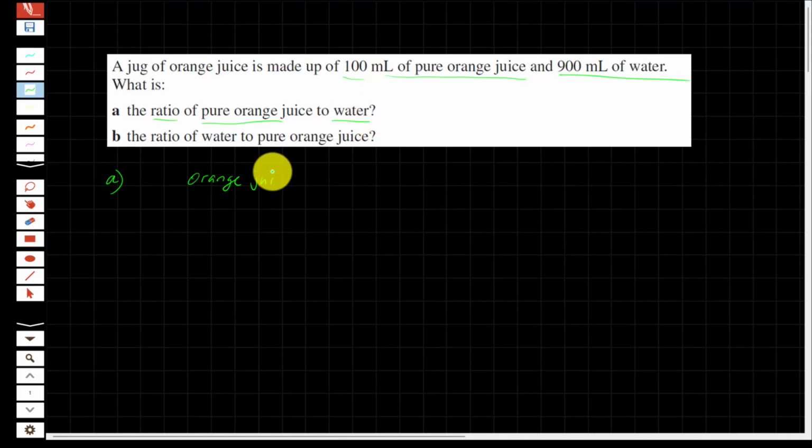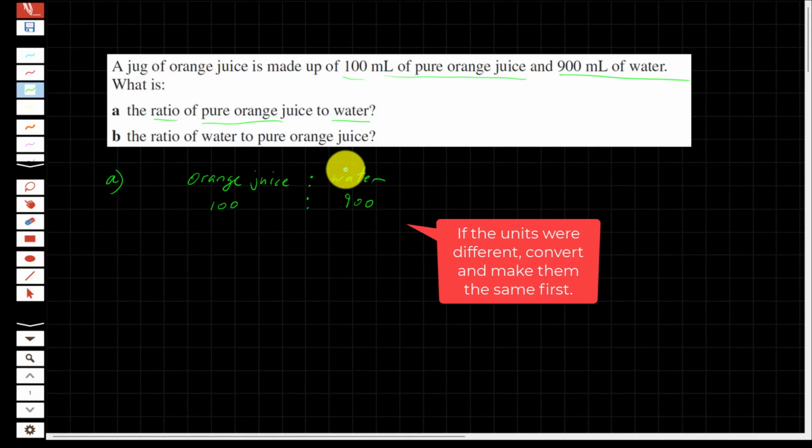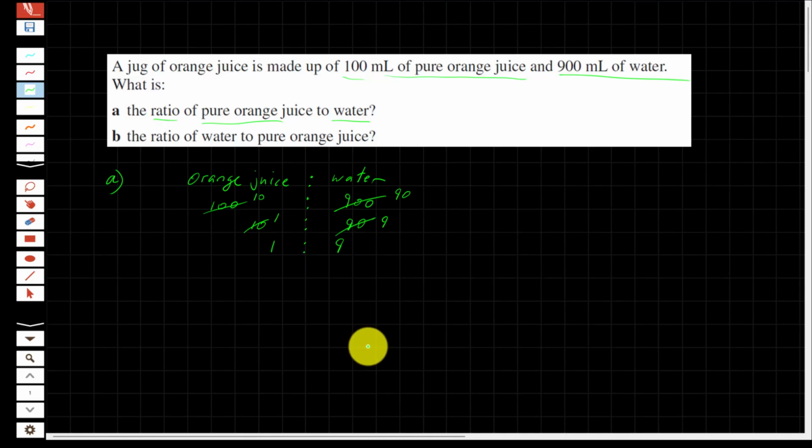So firstly we write the labels, juice to water with a colon in between, and input the numbers. So 100 parts of juice to 900 parts of water. These are the same units, left and right, so we don't have to do any conversions. We're just simplifying here by dividing left and right by a number, in this case 10, to get 1 part of juice to 9 parts of water.